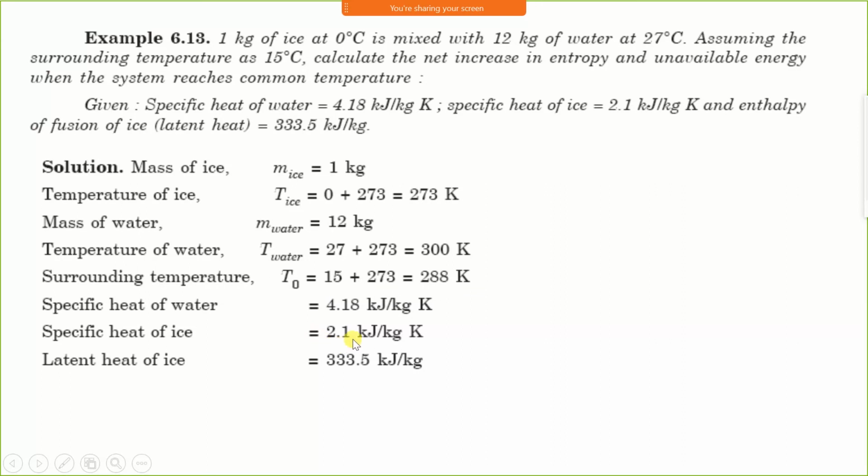These are always constant. If these values are not given, you have to assume these values. Latent heat of ice is also a constant value, 333.5. We can take up to 335 kilojoule per kg.